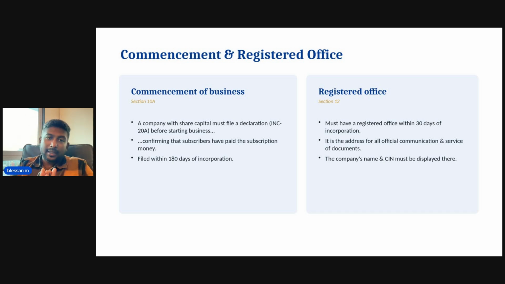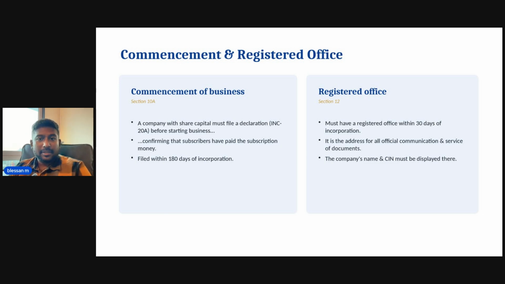Next, commencement and registered office. Just because a company is incorporated, it doesn't mean that commencement of business has happened unless you file the declaration INC 20A before starting business. The INC 20A is a confirmation stating that all the subscribers have paid the subscription money, and it must be filed within 180 days of incorporation. So this is another important aspect. Please understand, it must be filed within 180 days of incorporation.